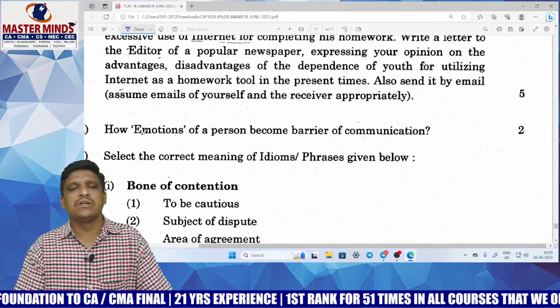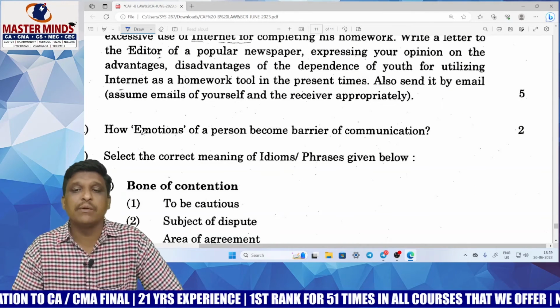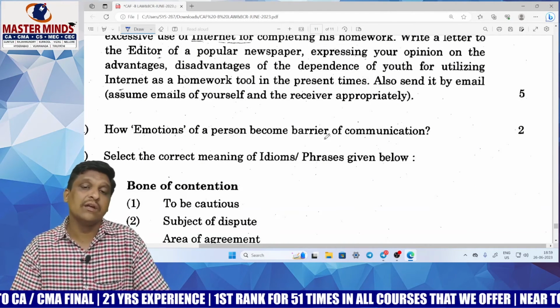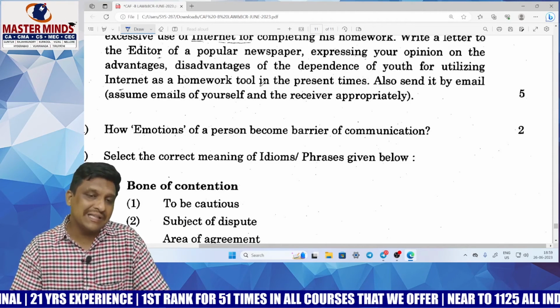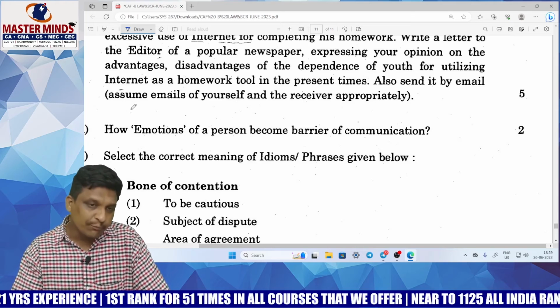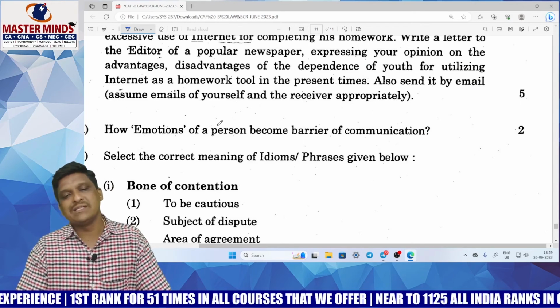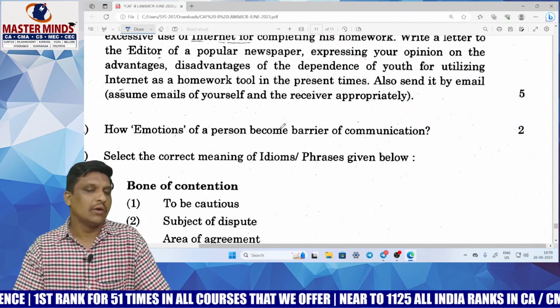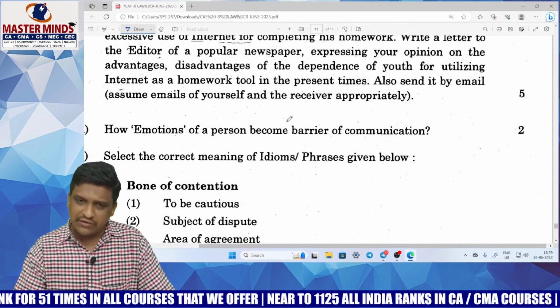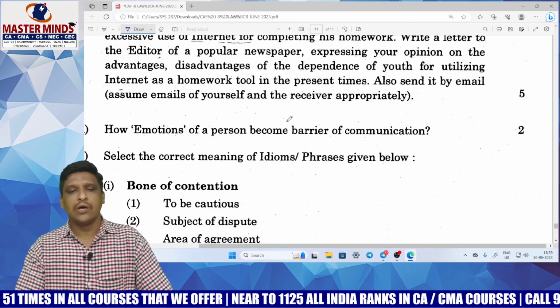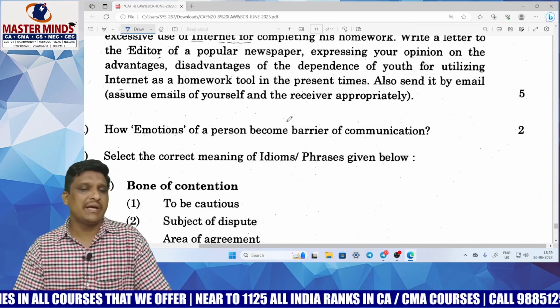Next question, how the emotions of a person become a barrier of communication. Here we need to be answering the question of barriers of communication, and in that, how prominently emotions place as a barrier of communication. This also is something which has been discussed in our earlier classes, and during our study hours also we have emphasized a lot of times regarding barriers of communication.